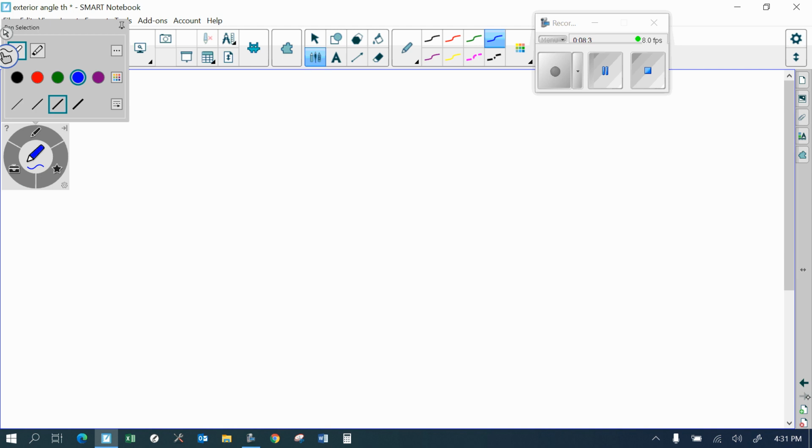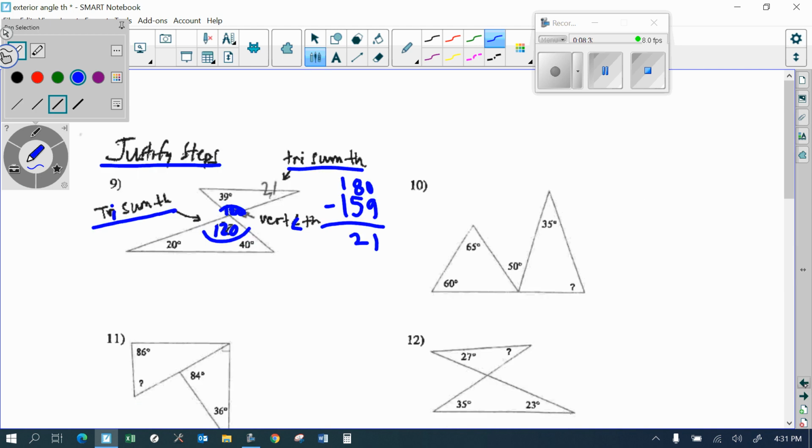Okay, and I believe that is it. Yes, it is. So you should be able to do every one of these problems. You've got these examples here to use.